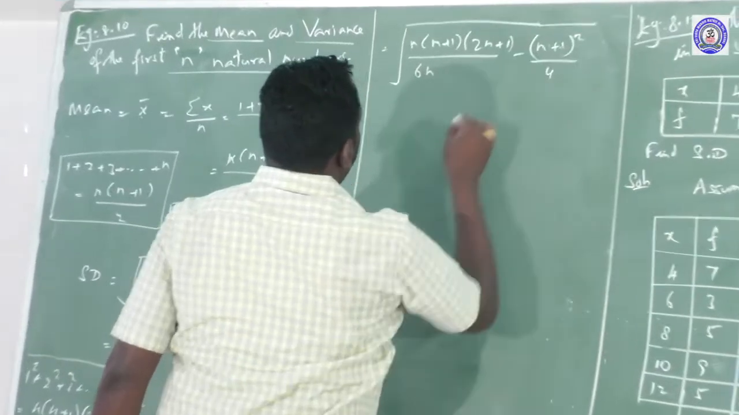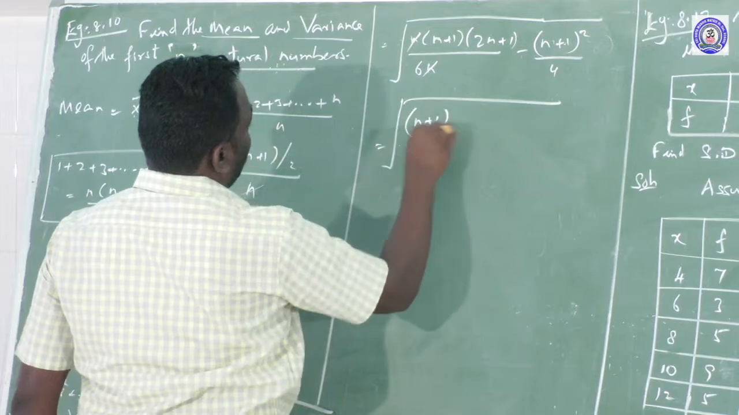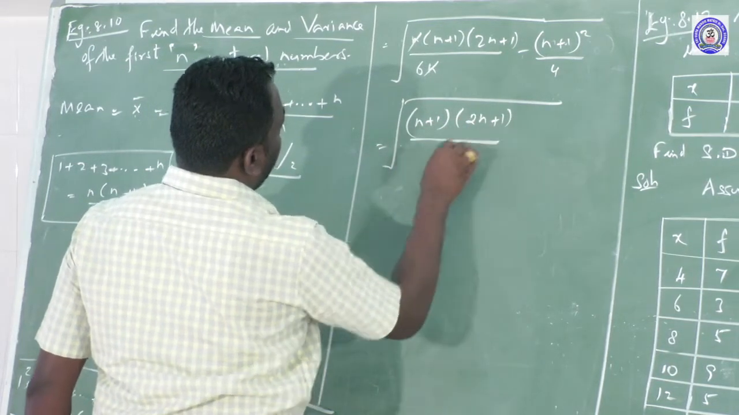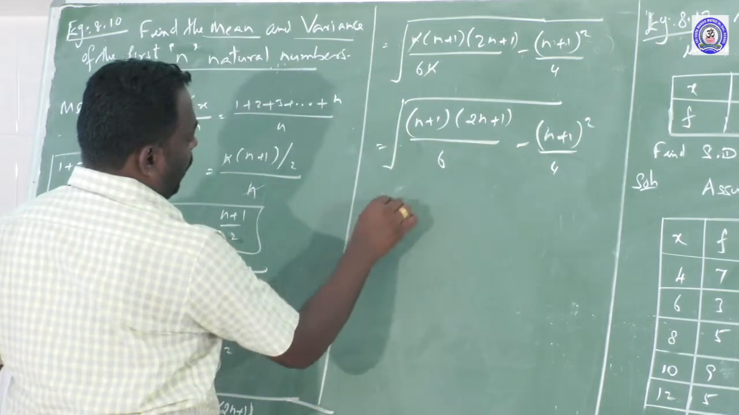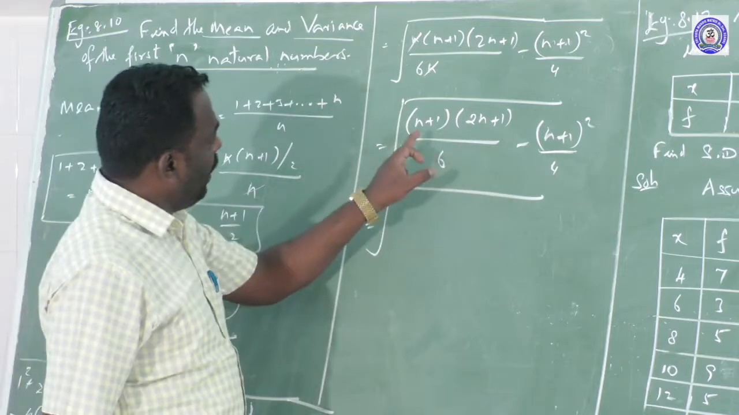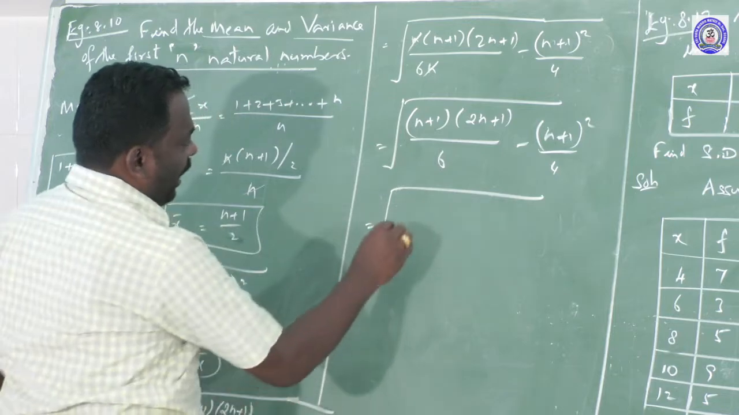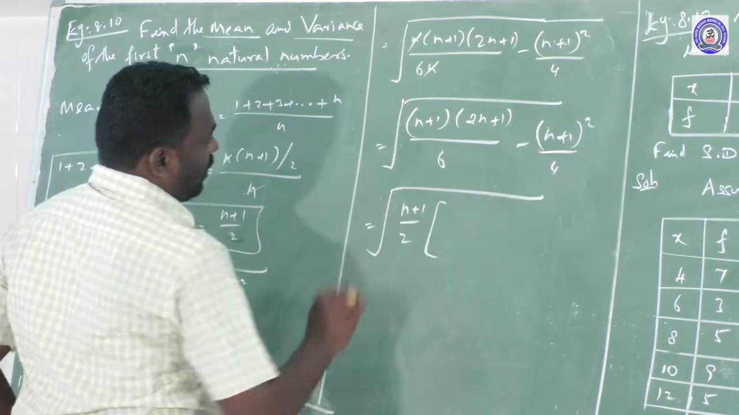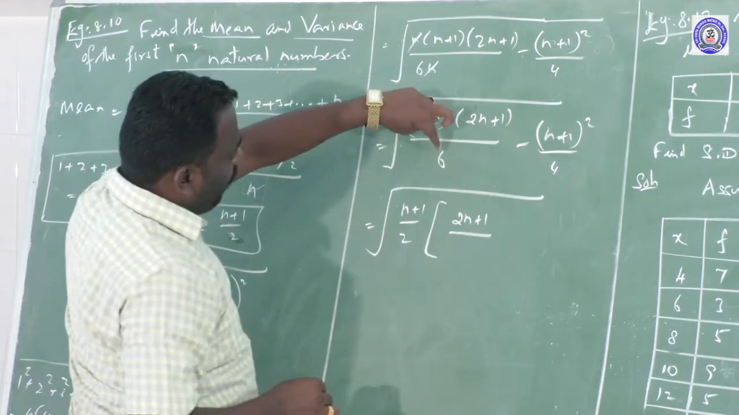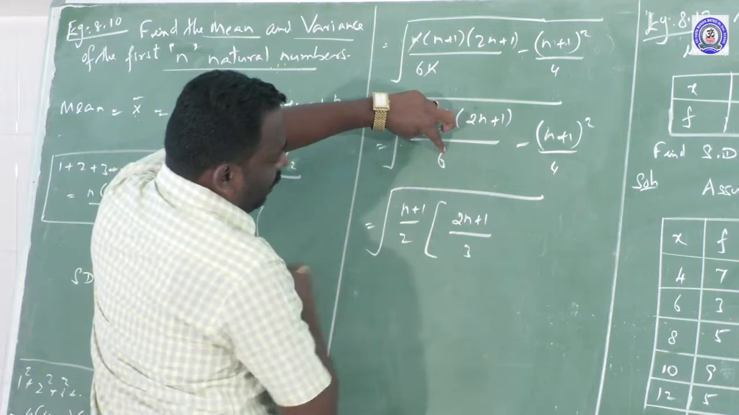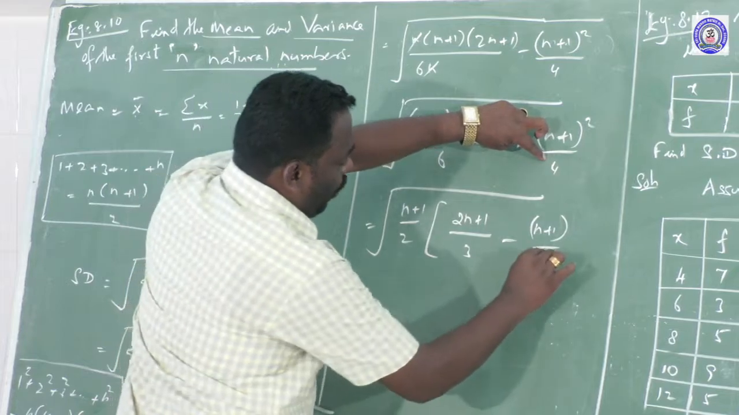Write 4 here. Now n square cancels. The square root of n plus 1 into 2n plus 1 by 6 minus n plus 1 whole square by 4. Now in these two terms, n plus 1 is common, and 2 is common. We take n plus 1 by 2 as common. In the first term, 2n plus 1 is remaining by 3 here, then minus one more n plus 1 remaining here, and 2 in the place.